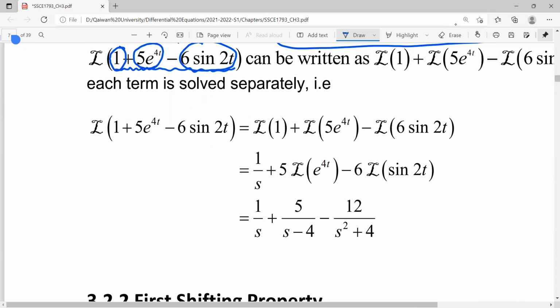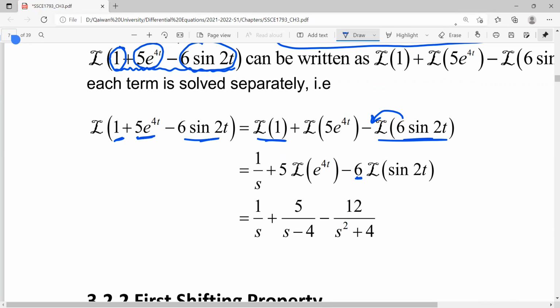This is done step by step. Here we take the Laplace transform for the first function, which is 1, and the Laplace transform for the second, then the Laplace transform for the third one. Here we have the Laplace transform of 5e to the power 4t. We can take this 5 out of the Laplace transform. We get 5 times the Laplace transform of e to the power 4t. And this 6 can be here, 6 times the Laplace transform of sine 2t.